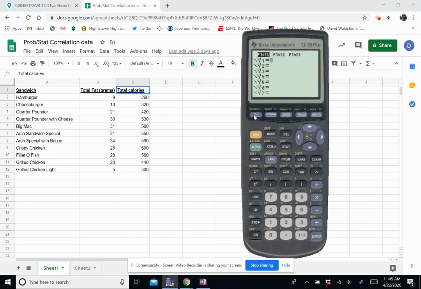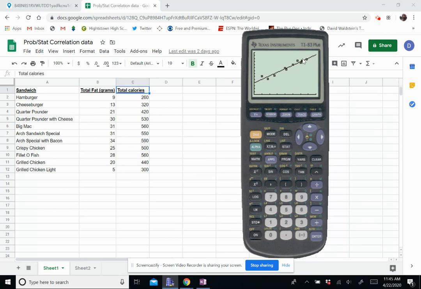Let's round to 2 decimal places, and we'll say that our slope is 11.73, and our y-intercept is 193.85. All right, then we can just put this into our y equals and show that right on our scatter plot. So our equation is 11.73x plus 193.85. And you'll see that we get a line of best fit here. That's pretty awesome.